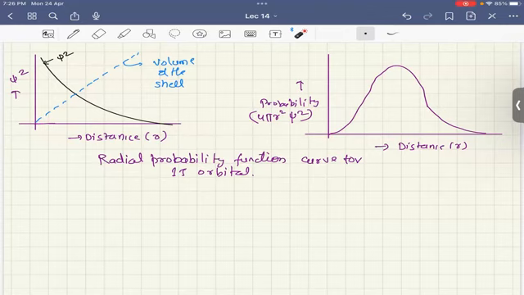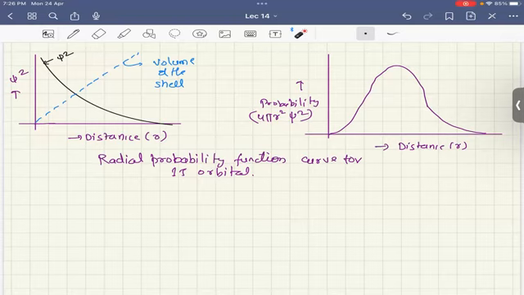So this graph for 1s orbital shows that the probability of finding the electron is 0 at the nucleus and it keeps on increasing and becomes maximum at a particular distance from the nucleus, right? The peak of the curve gives the distance from the nucleus where the probability of finding the electron is maximum, and this is called the radius of maximum probability, right?